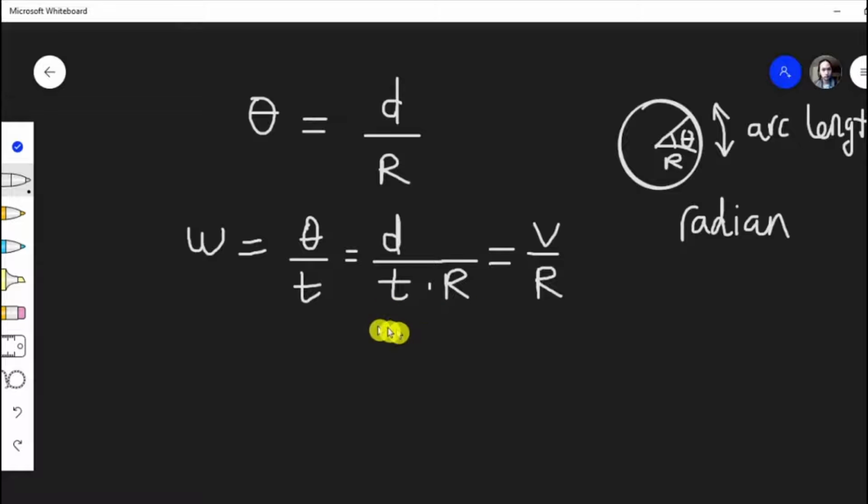And as a consequence of this formula, you will get omega, or angular velocity, equal to the linear velocity divided by the radius. Similarly, you have angular acceleration equal to linear acceleration divided by radius.